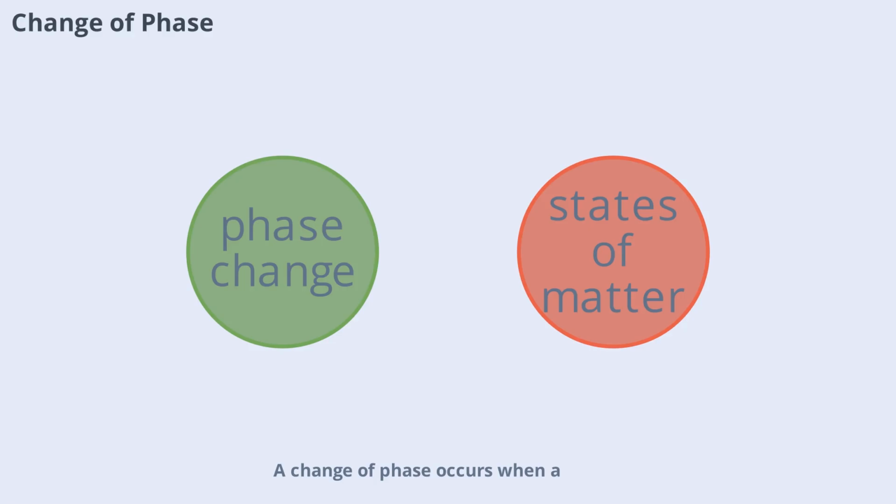A change of phase occurs when a substance changes from one state to another, solid, liquid, or gas, at a constant temperature.